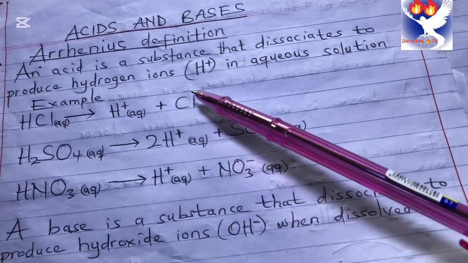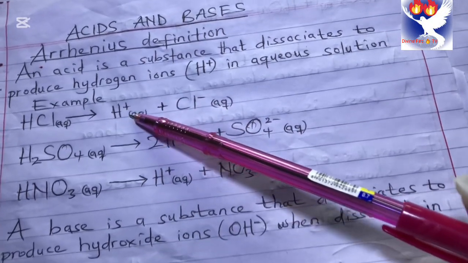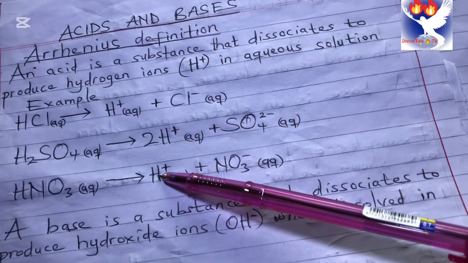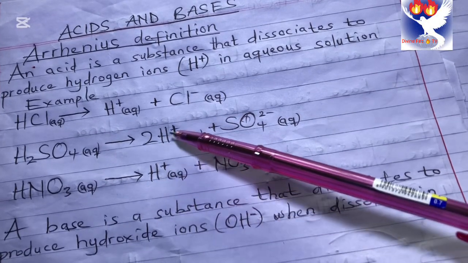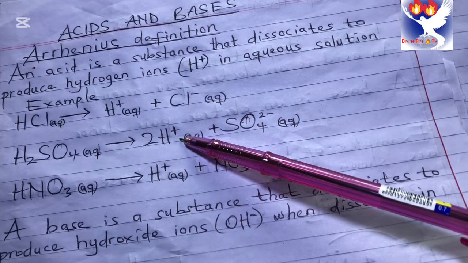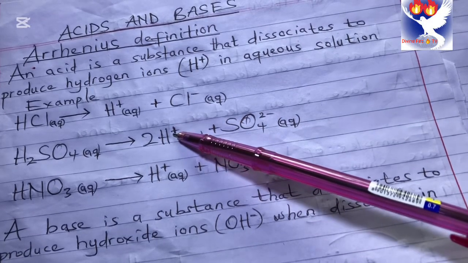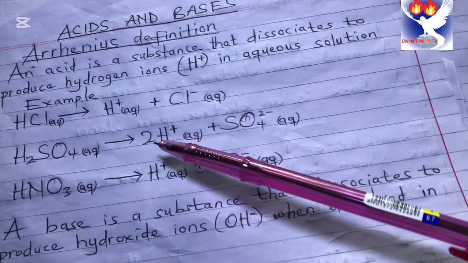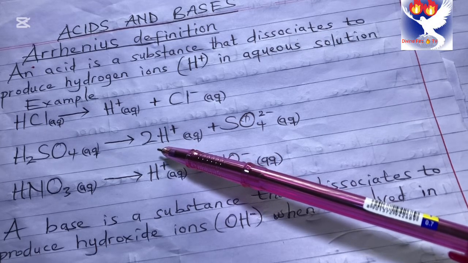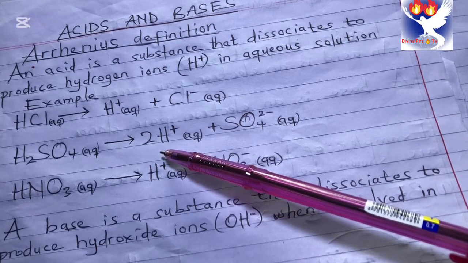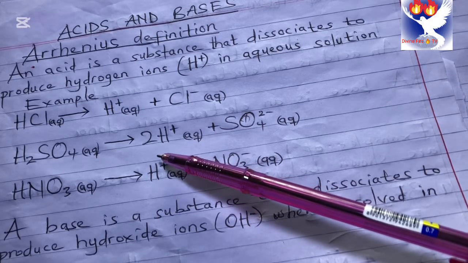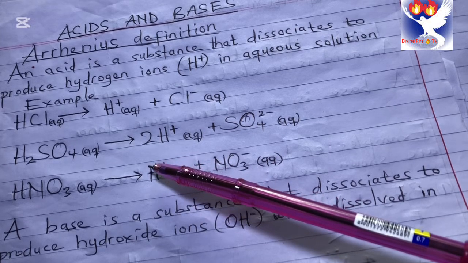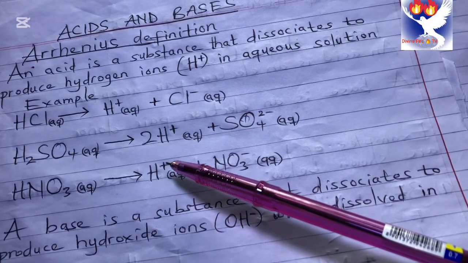So this is hydrogen ion, hydrogen ion, hydrogen ion. Every acid is producing a hydrogen ion, which is the only positively charged ion. So HCl, H2SO4, HNO3 are all Arrhenius acids. Hydrochloric acid, sulfuric acid, and nitric acid are Arrhenius acids. They produce hydrogen ions in water.